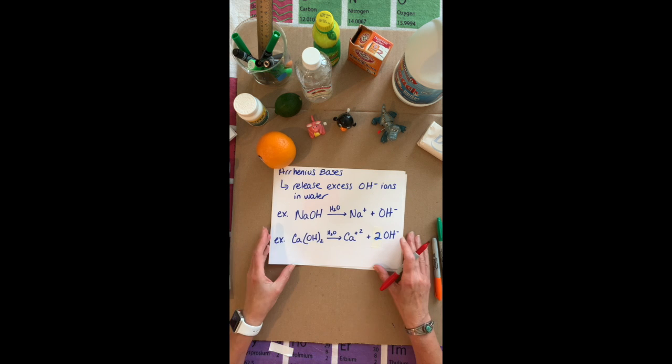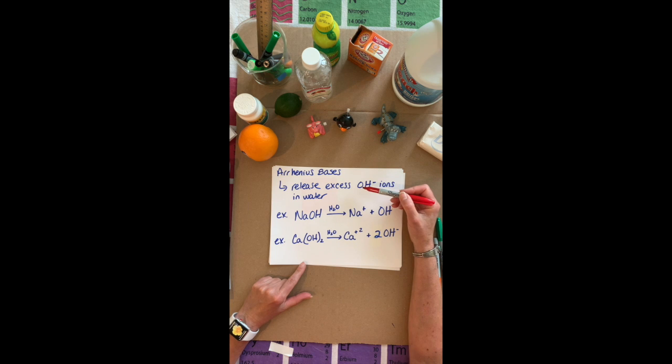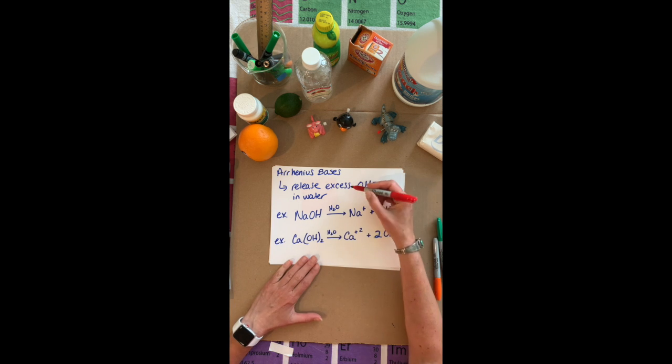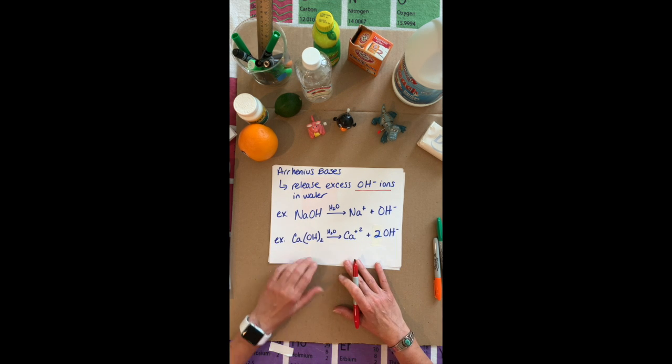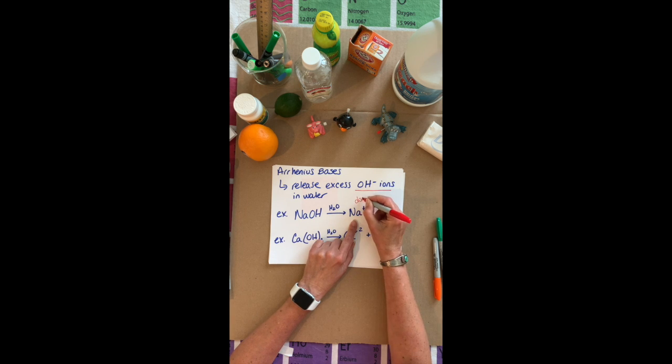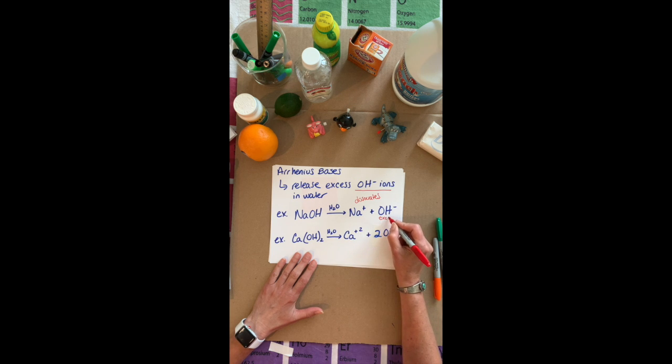They only have 1 proton to release. Let's move on to Arrhenius bases. So by definition, an Arrhenius base releases excess hydroxide ions in water. So I have two examples here. Sodium hydroxide is a very strong base, actually. When we place that in water, it dissociates, okay, to become sodium ions and hydroxide ions. And we have an excess of them.